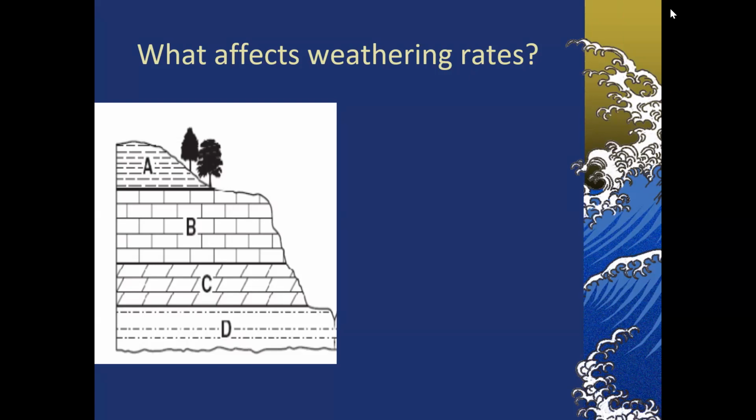Just a quick review of what we did yesterday. We learned that weathering is the breaking down of rocks into smaller particles. And there's 2 types, physical and chemical weathering. Physical weathering, which does not change the composition of the rock, has 4 different types, and they each have their own properties. And chemical weathering, which is the breaking down of rocks by changing the chemical composition, has 3 different types.